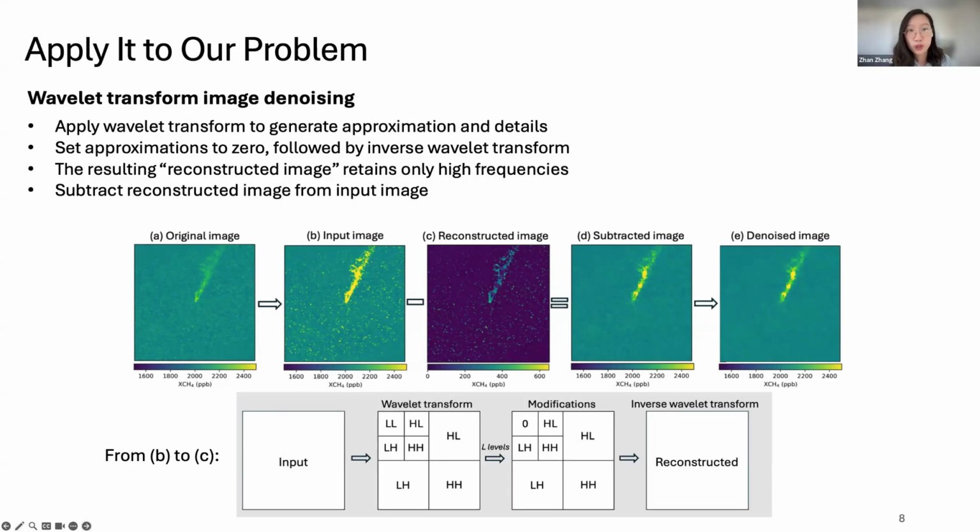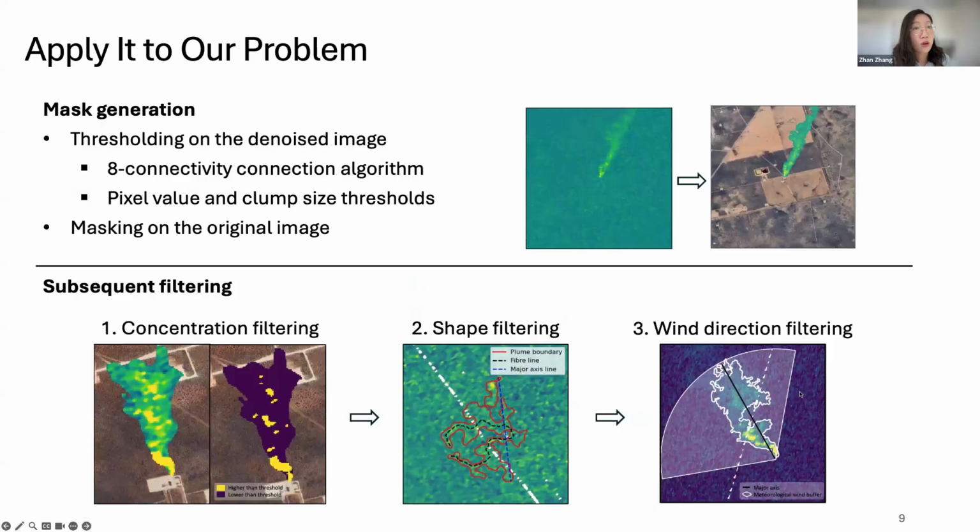One quick note here is that the pixel values in the denoised image no longer retain their physical meaning. So we just use the denoised image to guide our plume detection, but the actual masking is applied back to the original concentration image. More specifically, we apply the pixel value thresholds and clump size thresholds to the denoised image. And then we use the 8 connectivity algorithm to identify connected regions as our plume candidates. The two figures on the upper right show the workflow of our plume masking.